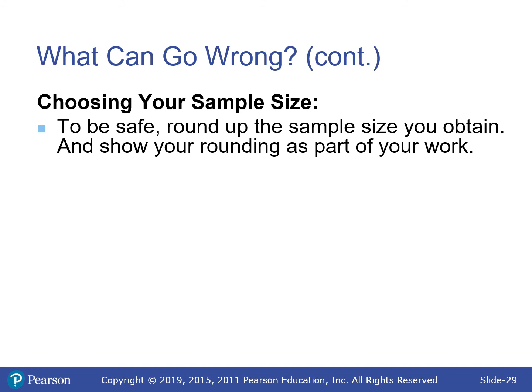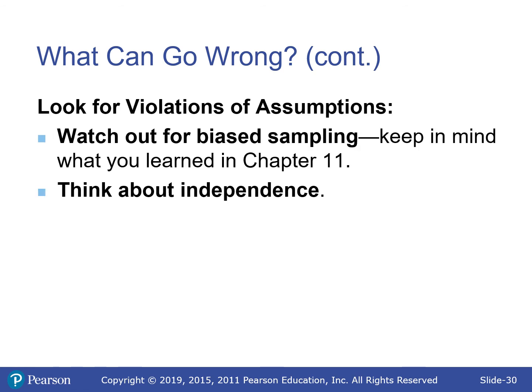I had n equals 96.0 something. So we're going to use n equals 97. I showed that I rounded up. Other things that can go wrong: look for violations of assumptions. Biased sampling. That was chapter 11 when we learned about sampling. You have to get that based on how the sample was taken. And then be thinking about the independence. Does it make sense that the samples are independent based on how it was taken?